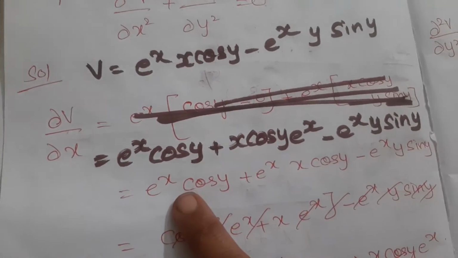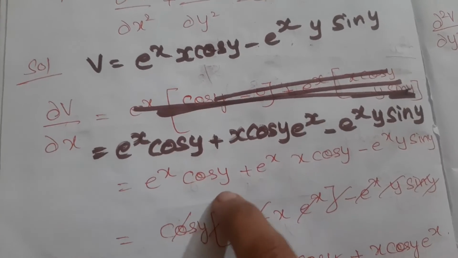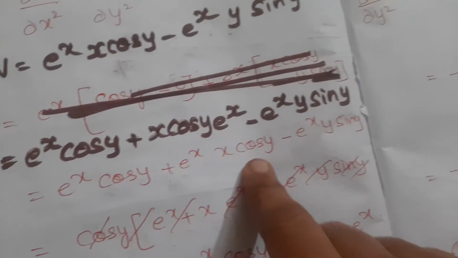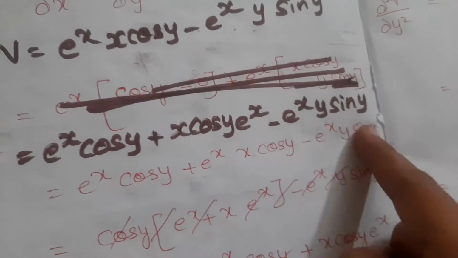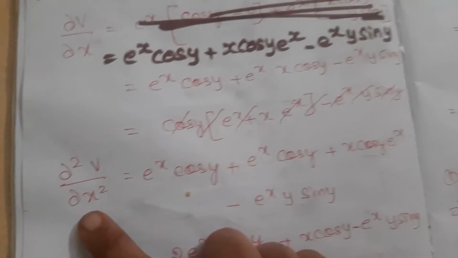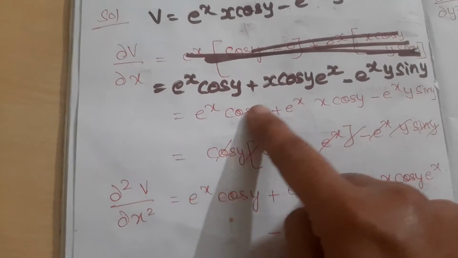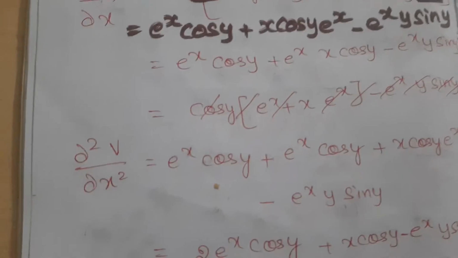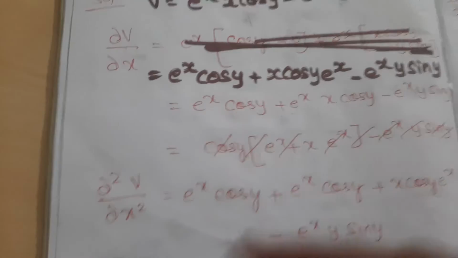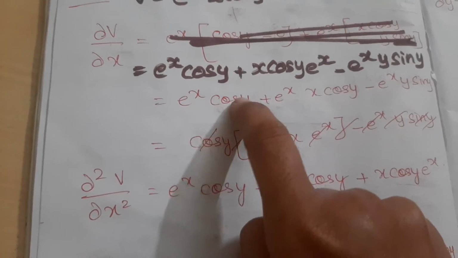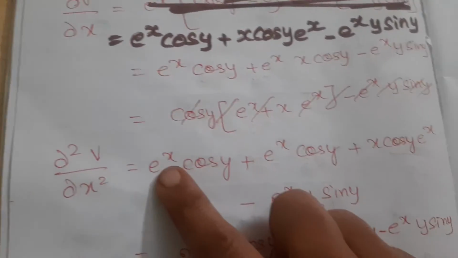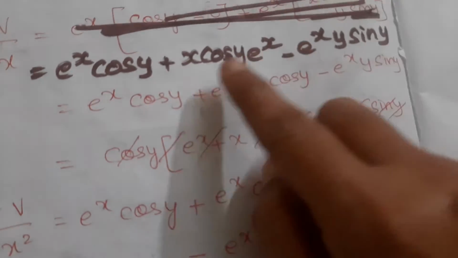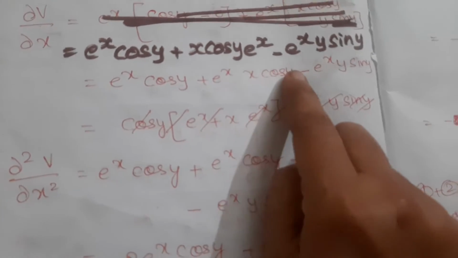So now I can write e power x cos y plus e power x x cos y. I am just rearranging this and writing minus e power x y sin y. I want to differentiate this again with respect to x partially. The differentiation of e power x cos y is e power x cos y, since cos y is constant. And again I have e power x x cos y.